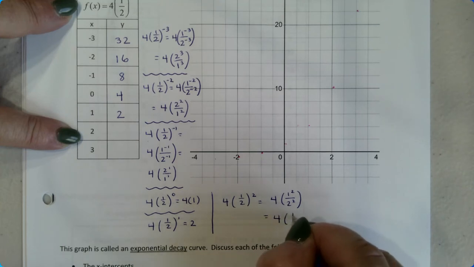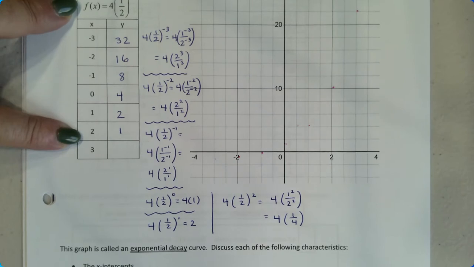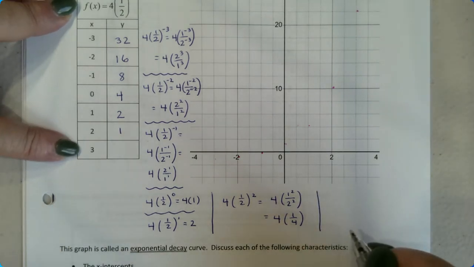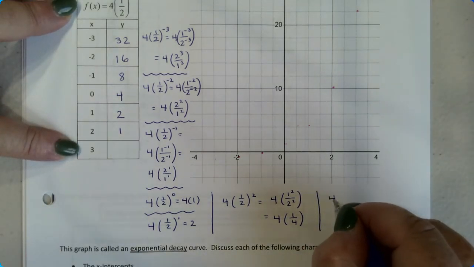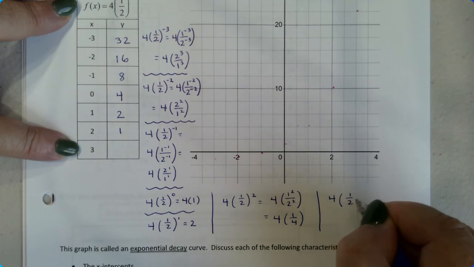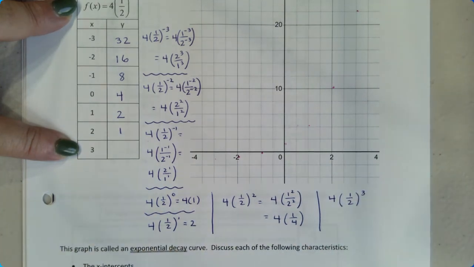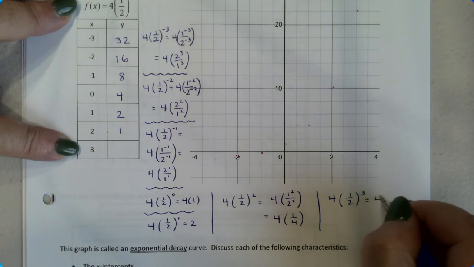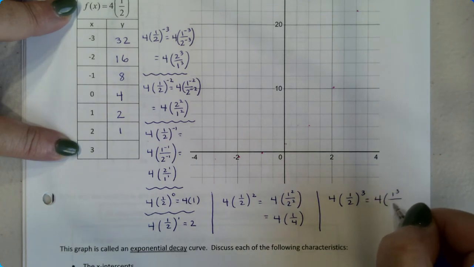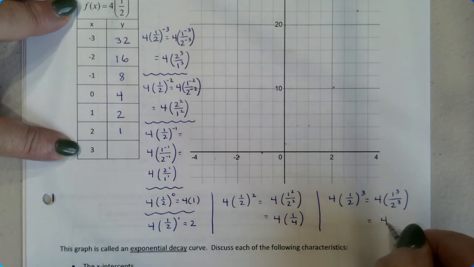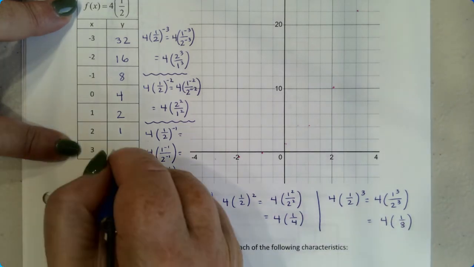It would be 4 times 1 over 4. 4 times a fourth is 1. One more. When x is 3, 4 times 1/2 to the 3rd power, 4 times 1 cubed over 2 cubed, would be 4 times 1/8, 4/8, or 1/2.